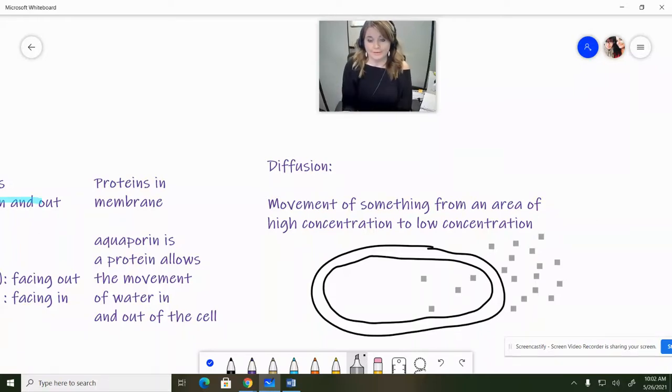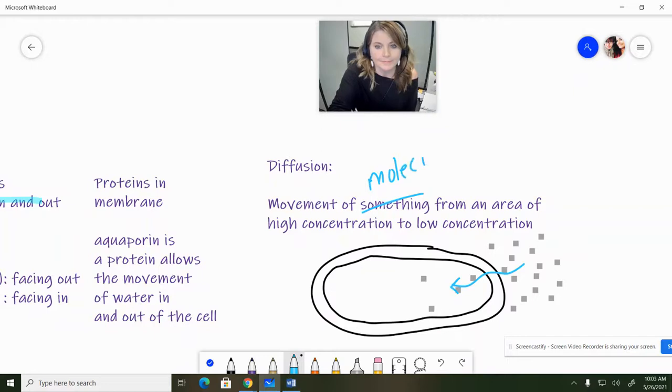So just like with elevation, these molecules are going to move from an area of high concentration to low concentration in order to come to a state of equilibrium. Once they come to that state of equilibrium, then the diffusion, well, it doesn't exactly stop, but then you're not having that real diffusion occurring, right? You're going to have molecules moving back and forth, but you're not changing the concentration at all. So, diffusion is movement of something, we'll put here, molecules and atoms, right? From an area of high concentration to low concentration.